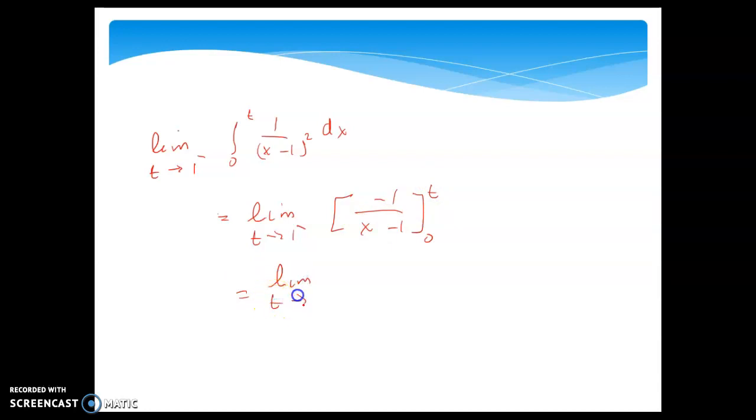And then we're going to get the limit as t goes to 1 from the left. When we plug in for t, we're going to get negative 1 over (t minus 1). When we plug in for 0 here, we're going to get negative 1. When we take the limit of that, that's going to be equal to infinity. So that means it diverges. So one part diverges.